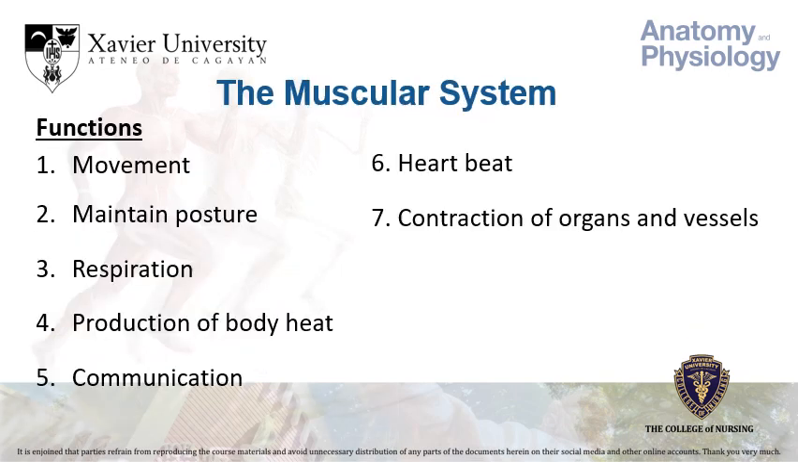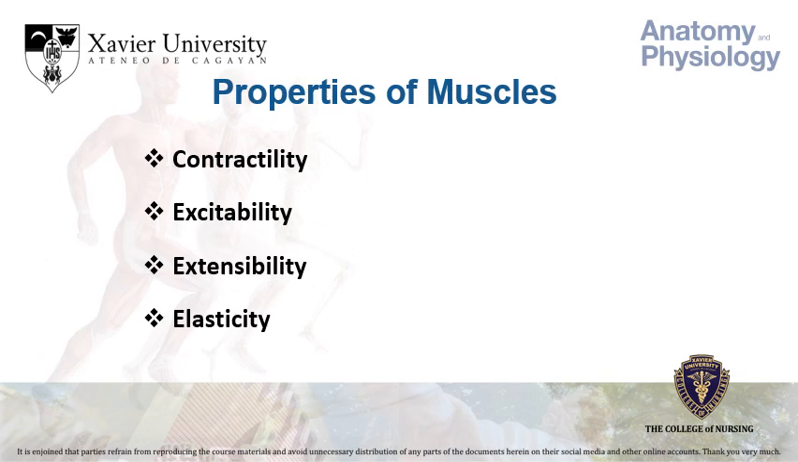There are 7 functions of the muscular system. You have movement, maintaining posture, respiration, production of body heat, communication, heartbeat, and contraction of organs and vessels. There are 4 properties of muscle. You have your contractility, excitability, extensibility, and elasticity.